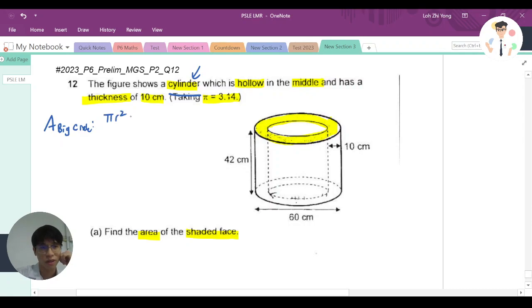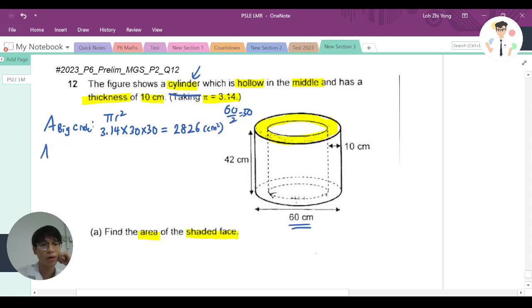Pi r squared. So pi will be 3.14. What will be my radius? You can see the diameter is given as 60 cm here. So my radius is 60 divided by 2, which is 30. So times 30 times 30, then I will get 2826, of course in cm squared.